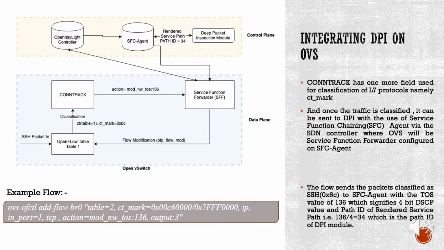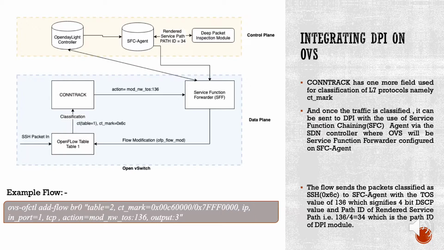Let's take a look at the example flow that we have written here. It says to add a flow with ct_mark containing the hex value which represents SSH. So the flow will send the packet classified as SSH to the SFC agent through our service function forwarder with the ToS value of 136, which signifies the DSCP value, and the path ID of the rendered service path, which in our case is the DPI service, which has the path ID of 34. And the DPI module is already implemented on our SDN controller as a REST service.